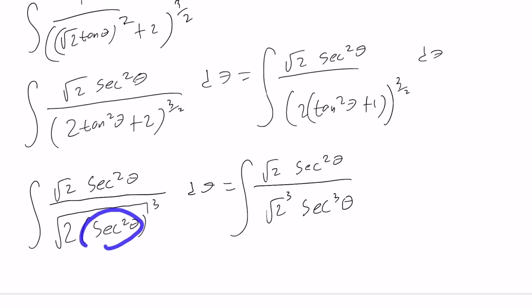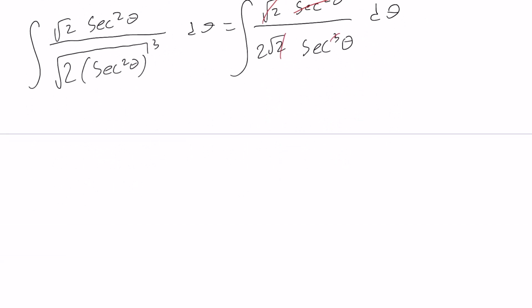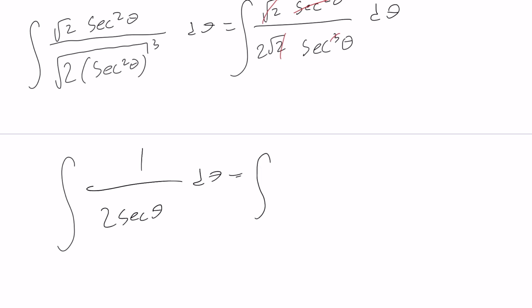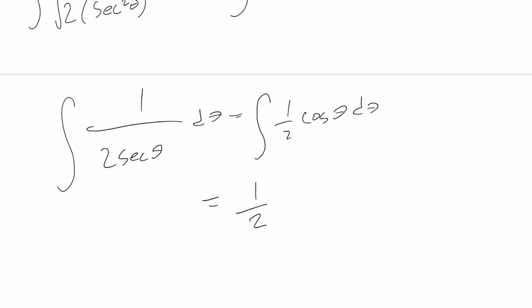So the square root of secant squared theta is just secant. I raised it to the 3rd power. Here I have square root of 2 to the 3rd power. Square root of 2 to the 3rd power is the same as 2 square root of 2. And so now I have my square roots of 2 on top and bottom cancel out. My secant squared on top and 2 of my secants on bottom cancel out. And so I'm left with the integral of 1 over 2 secant theta d theta, which is the same as the integral of 1/2 cosine of theta d theta, and that is 1/2 sine theta plus c.